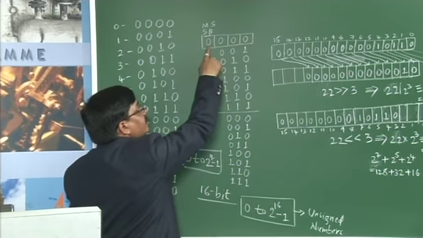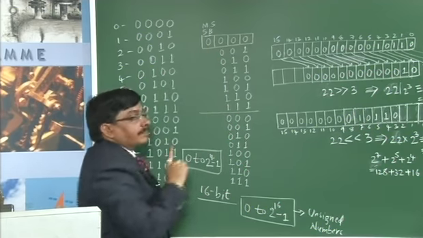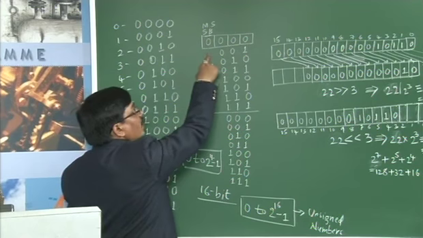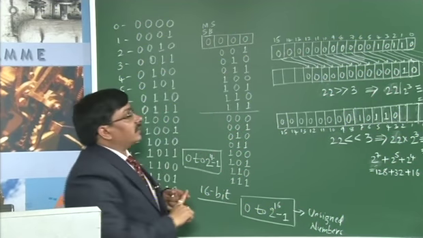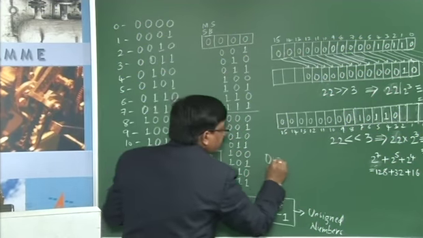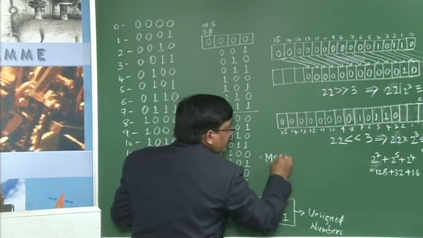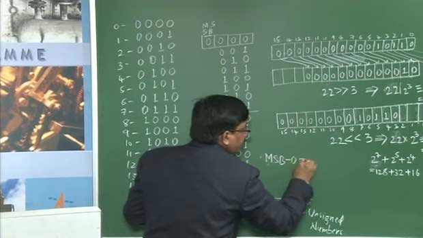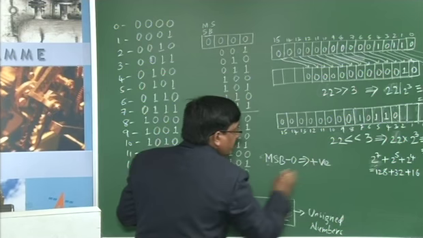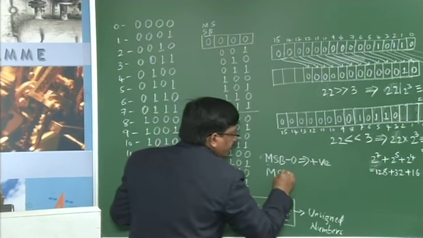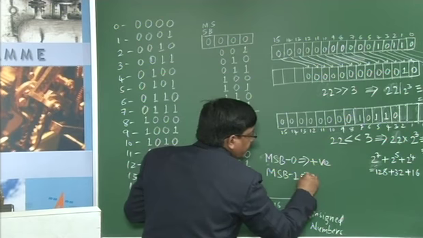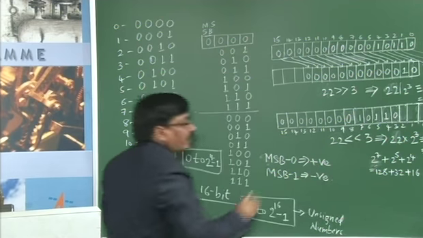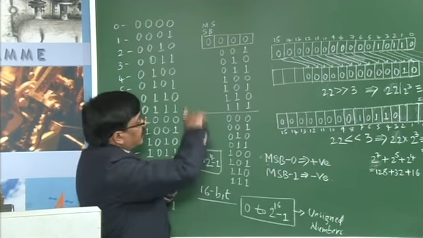So if the MSB bit is 0, it indicates a positive value, and if it is 1, it indicates a negative value. So the most significant bit being 0 represents a positive number, whereas if it is 1, it represents a negative value. Now we will see how exactly it is done with respect to this.